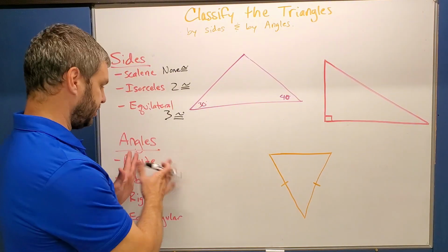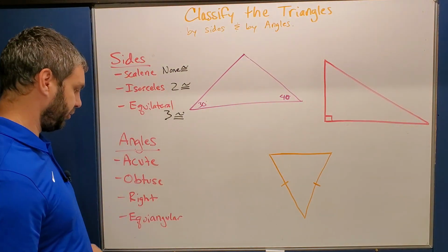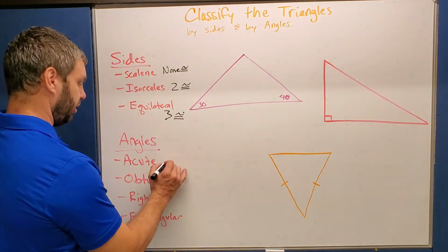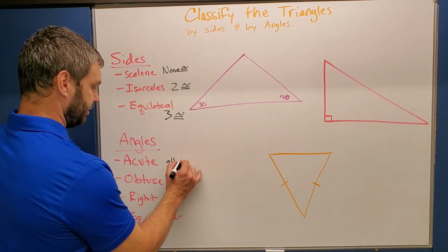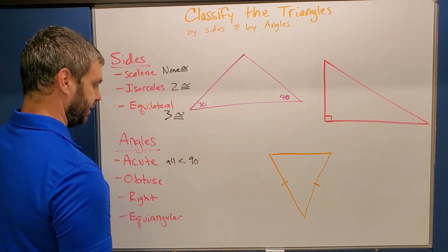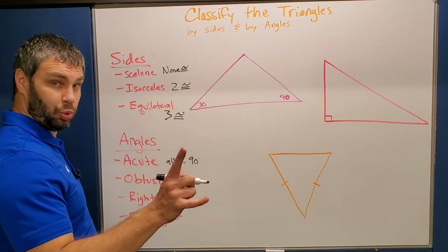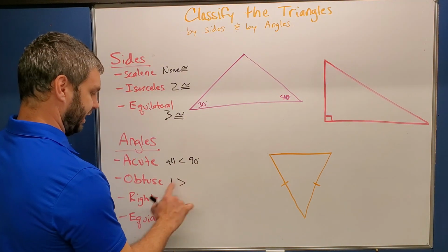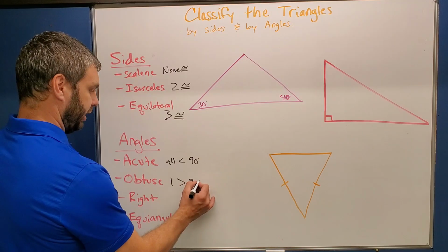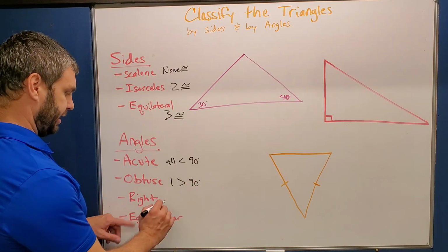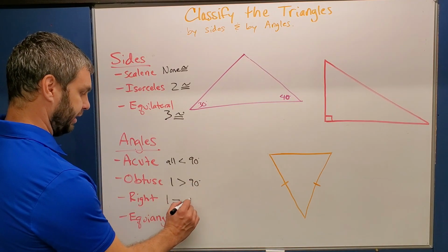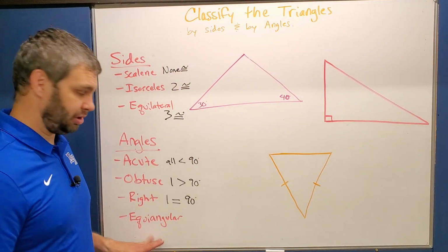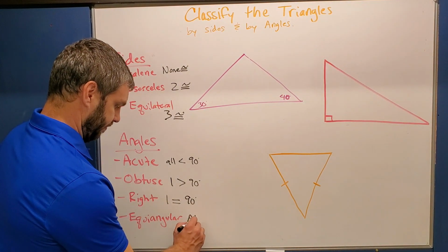Likewise, we can also classify triangles by their angles, and there's four different ones here. Acute means that all of our angles are less than 90, so I'll say all less than 90 degrees. Obtuse, we just need one. In fact, you can only have one angle that is greater than 90 degrees. A right, we're going to have one that is exactly 90 degrees. And then lastly, equiangular is going to be that they're all the same.